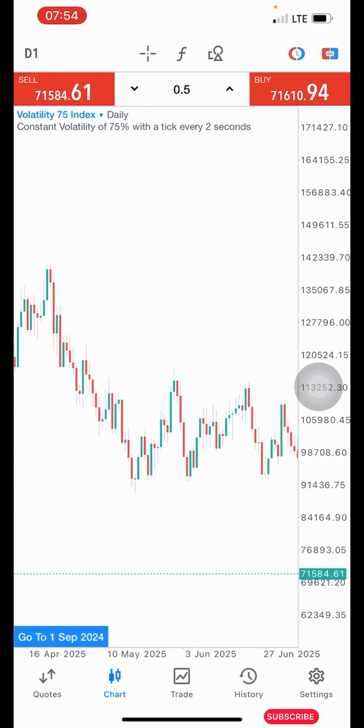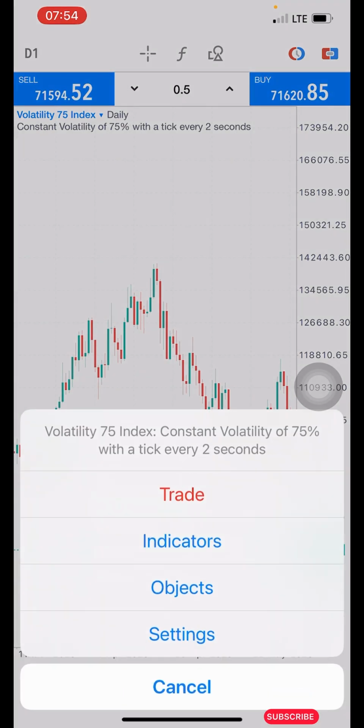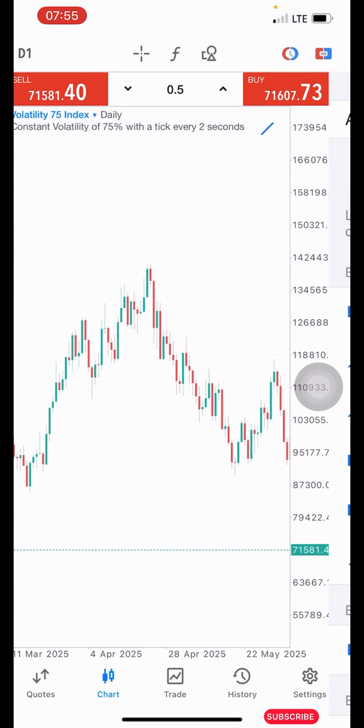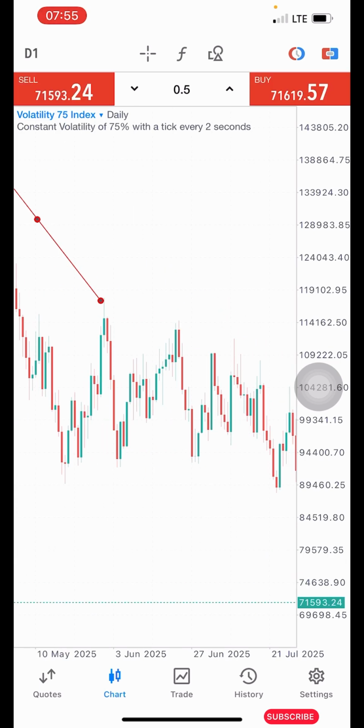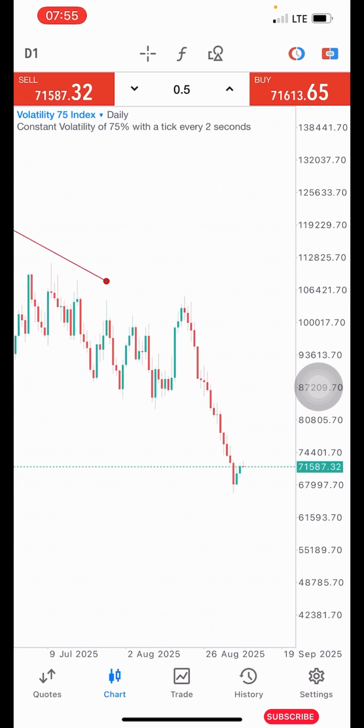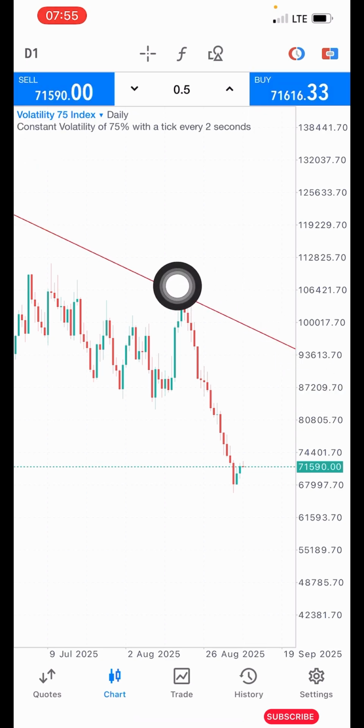Now here on the daily, this is what I'm going to do. I'll be putting in some trend line to help confirm what I'm seeing in the market. Right, you can see this is the resistance zone price bounced from, and it's speeding to the downside right now.